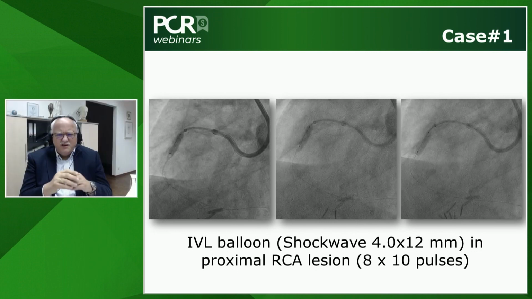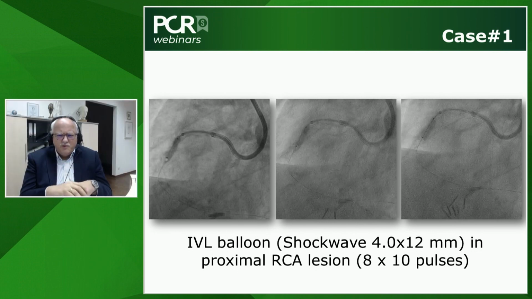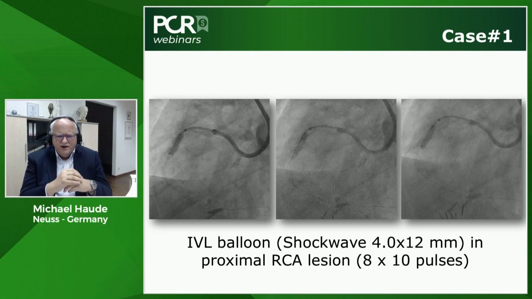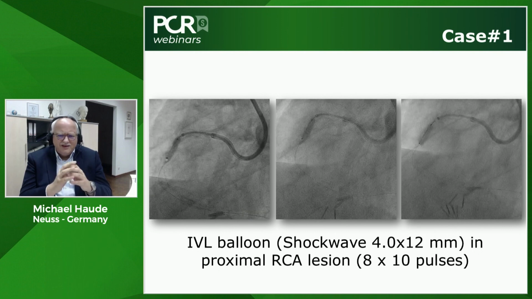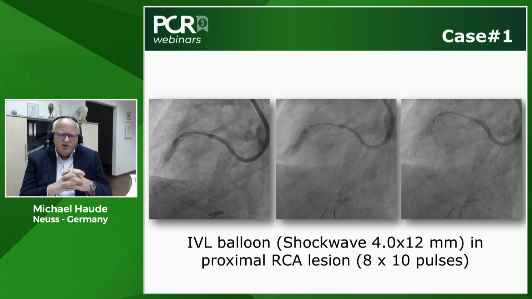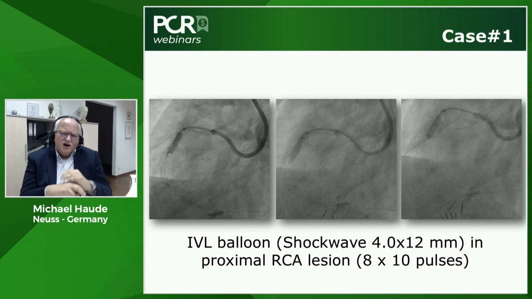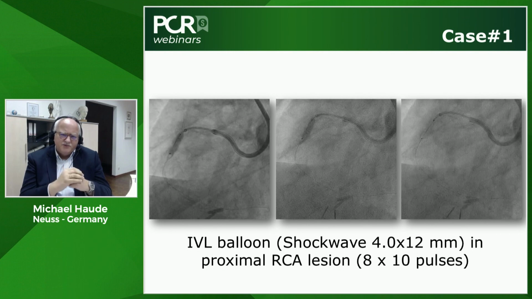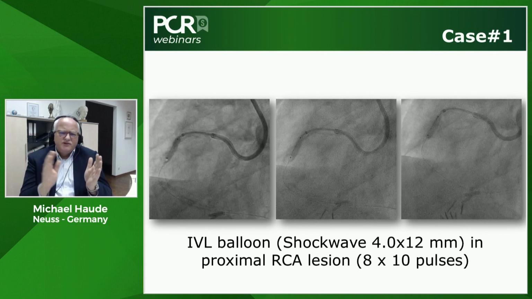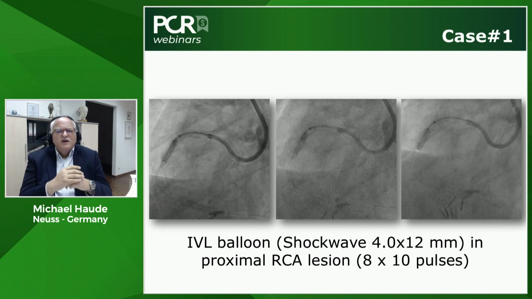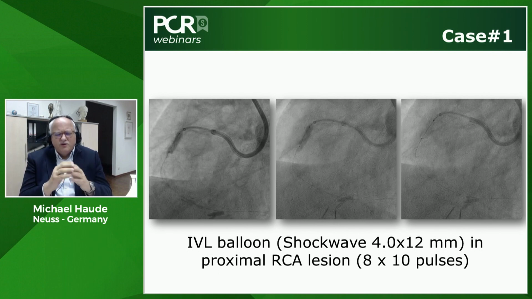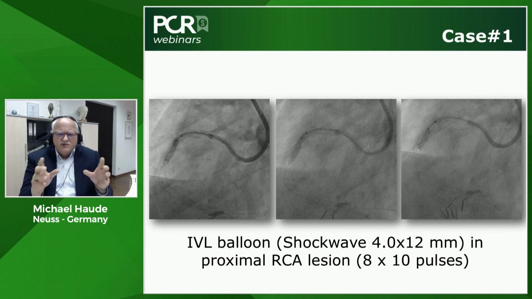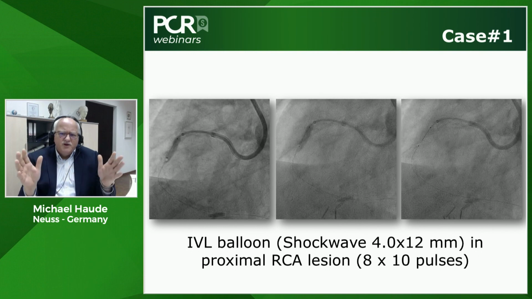So you can see here 3 sequences where we brought in the 4.0 by 12 millimeter IVL catheter. We give the full amount of pulses, 8 times 10 pulses, to the lesion. We always do that twice at the same spot, so twice 10 pulses at the same spot. Then we change the position of the catheter a little bit in order to get the best modification of the compliance of the underlying calcified plaque. So this is what you see here. The balloon is almost completely open.